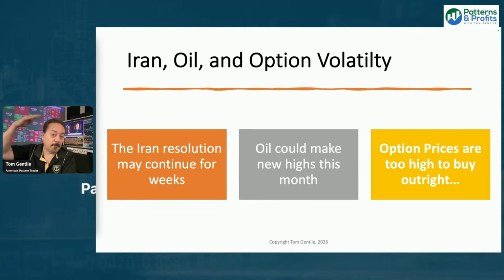Usually when we see those big volatility spikes, it says there's going to be a change in price, but we could see another move to the upside. We could see that retail move coming in, and it could happen this month. Regardless of that, option prices are simply too high when we look at buying them outright.